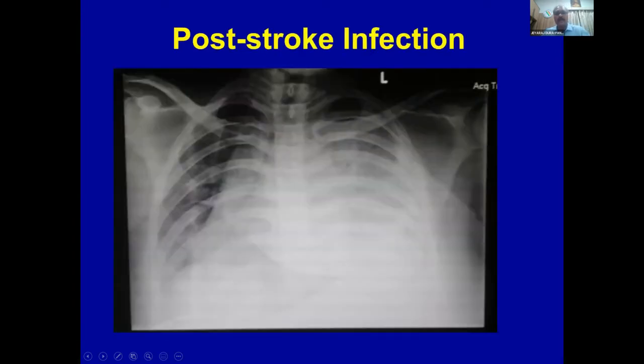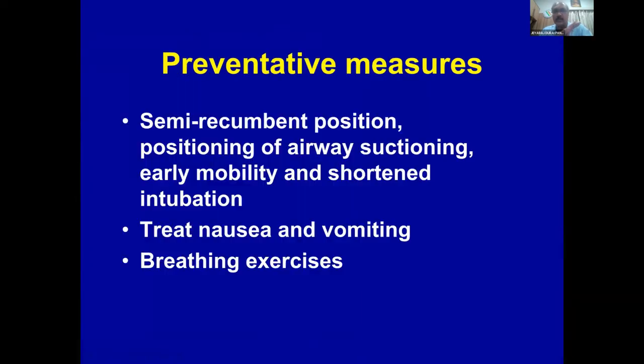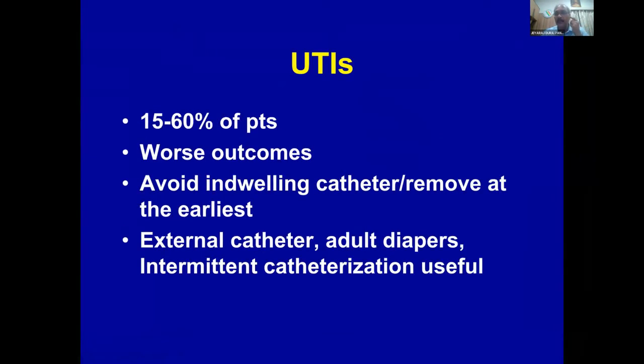So how to prevent it? Semi-recumbent position, proper chest physiotherapy, mobility, suctioning, and treat if they have nausea and vomiting, prevent aspiration, do breathing exercises. How to prevent UTI? Avoid indwelling catheter. If you insert one, please remove it as early as possible. External catheter, adult diapers, independent catheterization are useful.